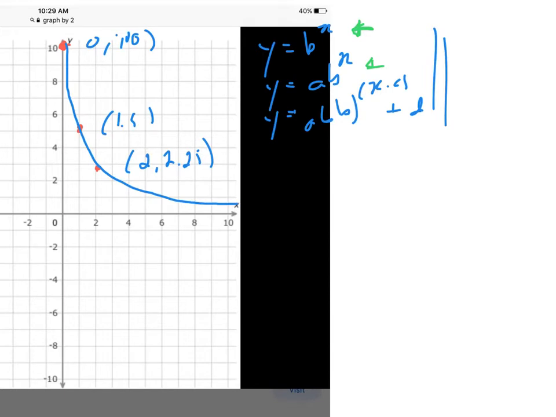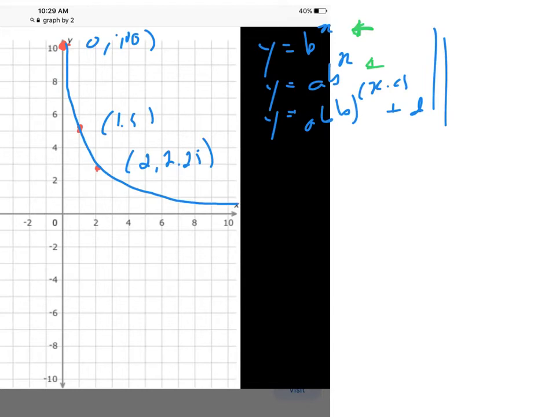C is the horizontal shift. So if there's been no horizontal shift, that would be 0. So it would just be x. And D is your vertical shift. So if there's been no shift, that would also be 0. And we'd go right back to y is equal to b to the power of x.